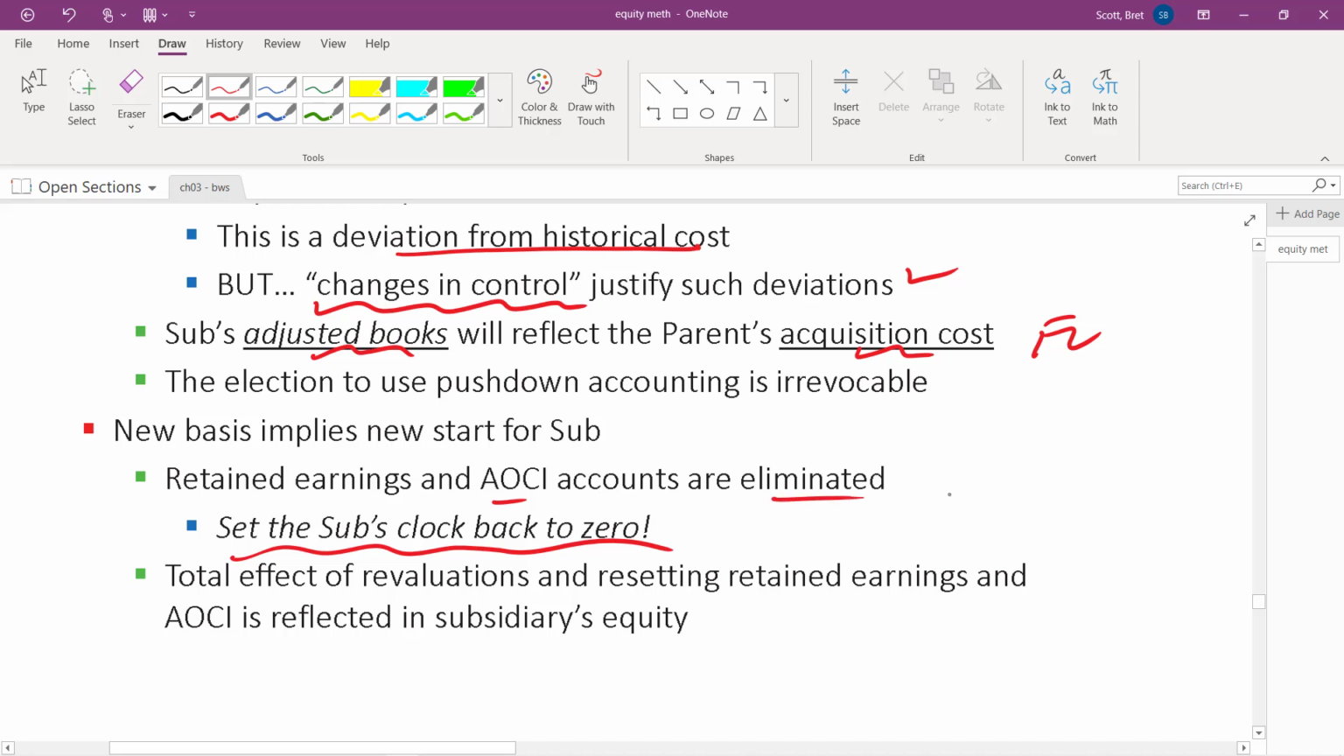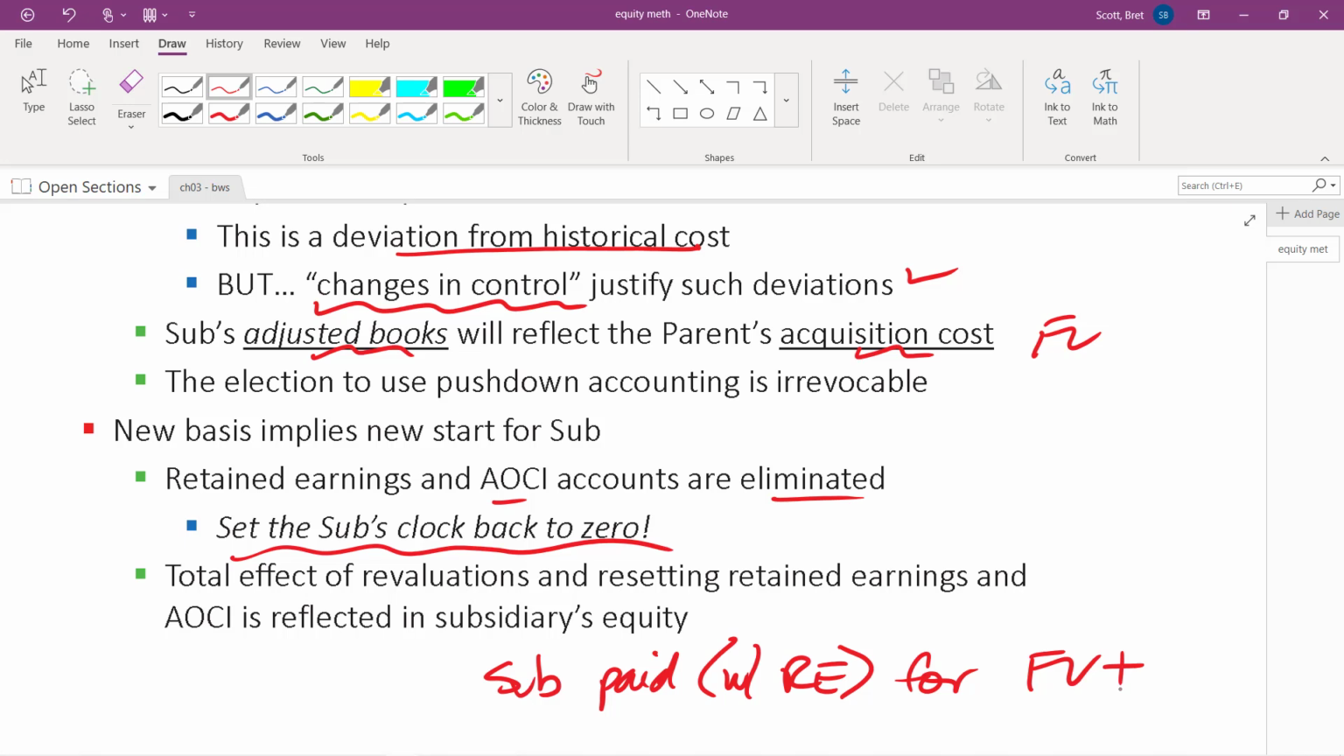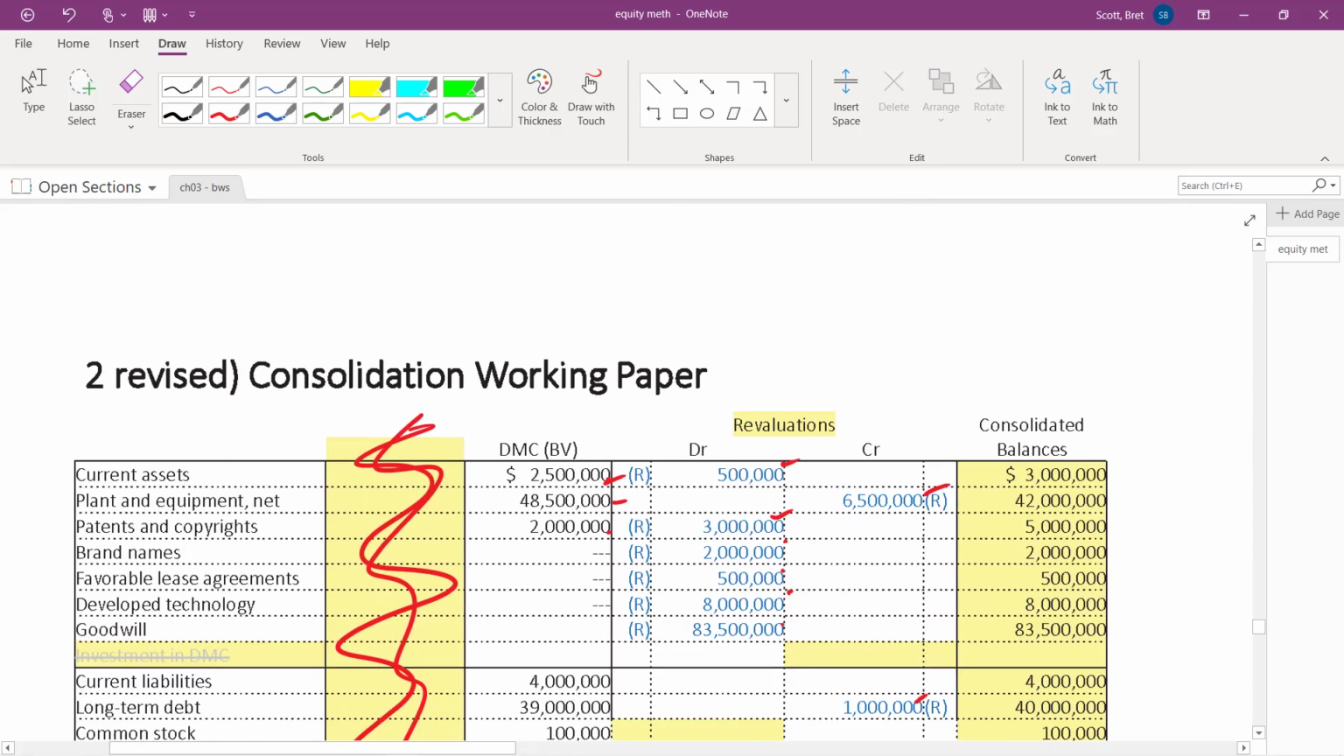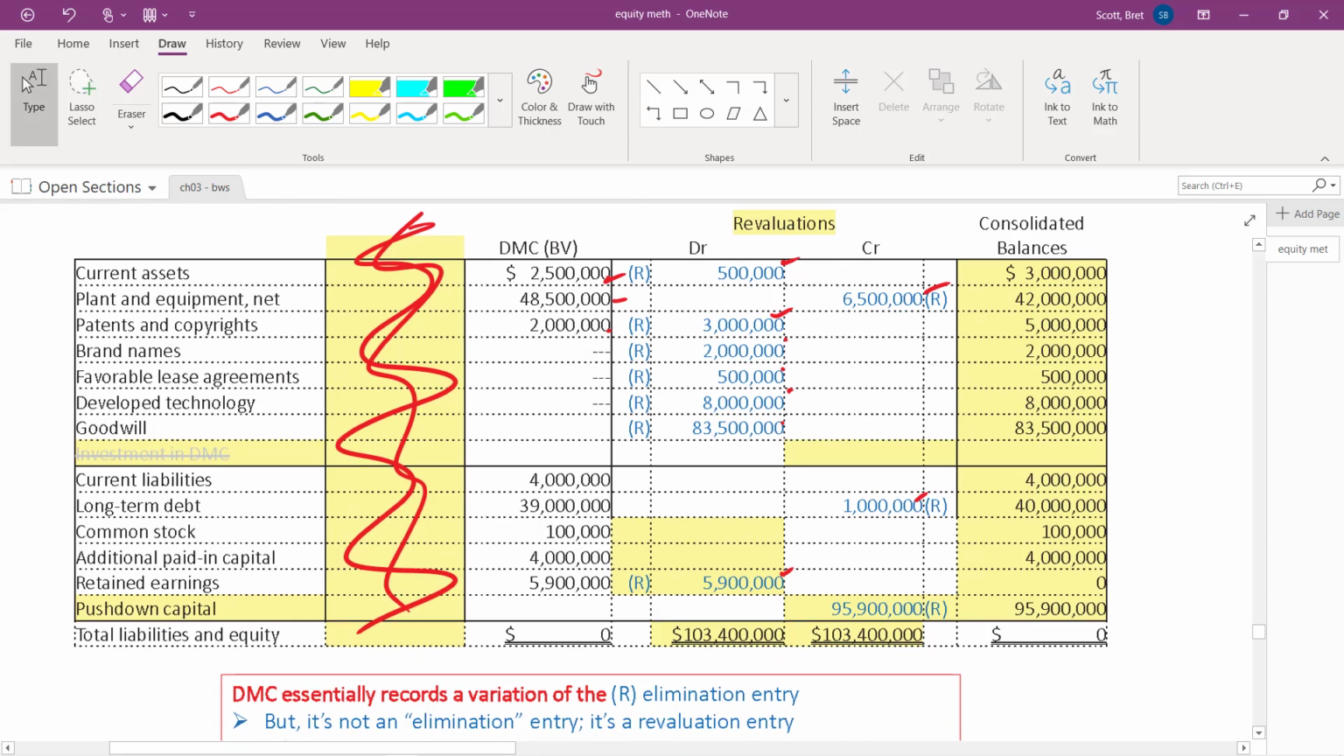It's almost as if the sub paid with its retained earnings for fair value adjustments to its assets and liabilities. It's kind of like that. Okay, that's what's going on, but it's not a perfect situation. There's always some sort of residual left over. So down below, here's how you do it. You go through and you make all your adjustments as we've seen before to the assets and the liabilities. You also get rid of the retained earnings, okay, because we're resetting the clock back to zero for the subsidiary.